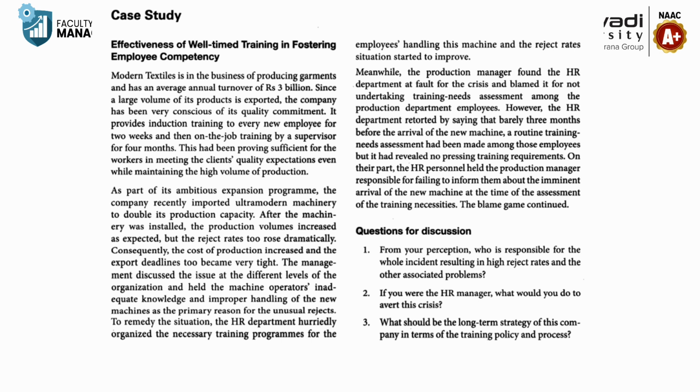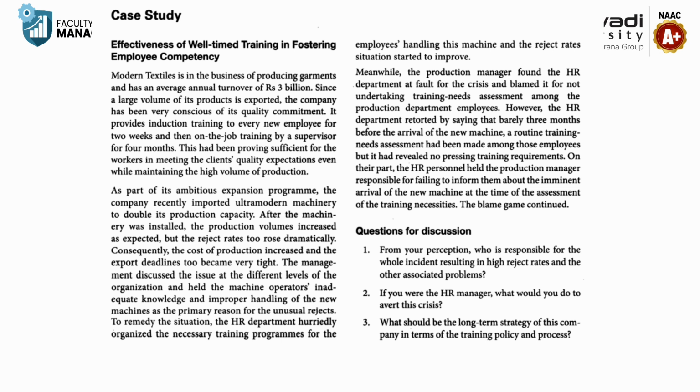Now, as part of its ambitious expansion program, the company recently imported ultra modern machinery to double its production capacity. So now it's time for the expansion. After the machinery was installed, the production volumes increased as expected, but the reject rates too rose dramatically. So now the production volume has increased, but at the same time there is a problem. The reject rates are also increasing.